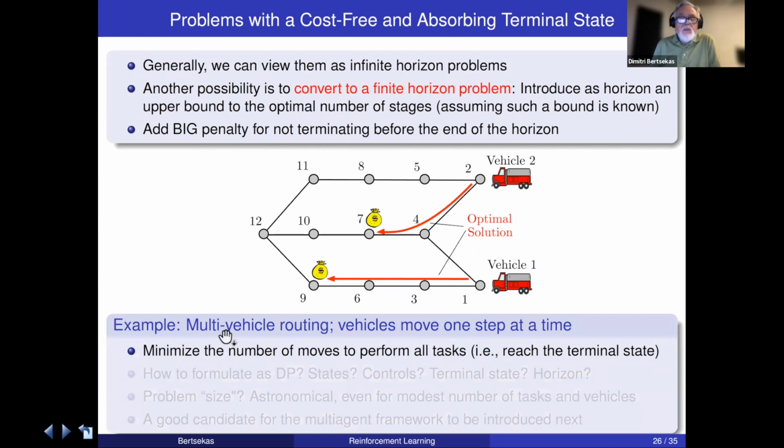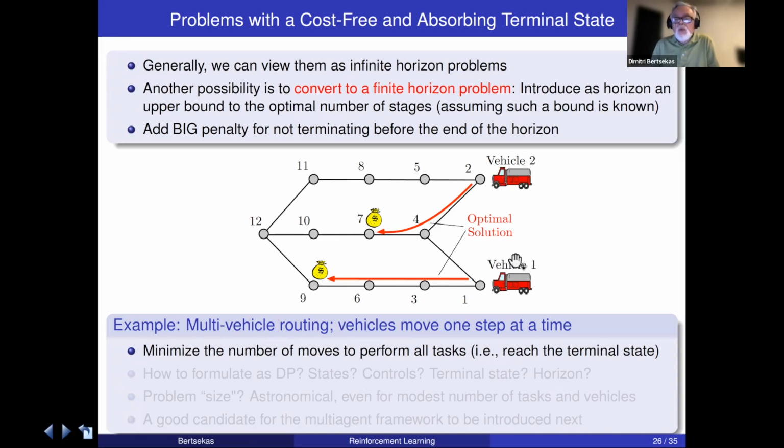It's a problem involving multiple vehicles that move within some network of routes. And the objective is to reach some tasks and to perform these tasks. And that's when you reach the terminal state, when all the tasks have been performed. Think of delivery vehicles having to deliver products to various places. There are many problems of this type.